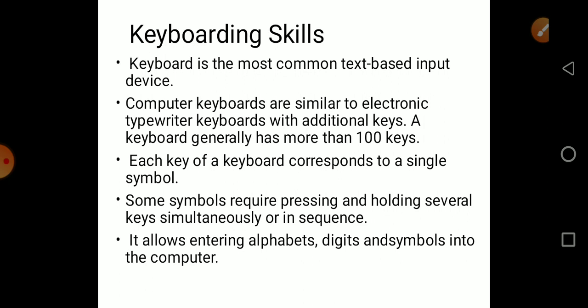Each key of a keyboard corresponds to a single symbol. So every key in the keyboard has some symbol. It may be an alphabet, a digit, or a special character like comma, semicolon, dot, etc. Whatever it is, each and every key has some special symbol. There is no empty key in the keyboard. Some symbols require pressing and holding several keys simultaneously or in sequence.